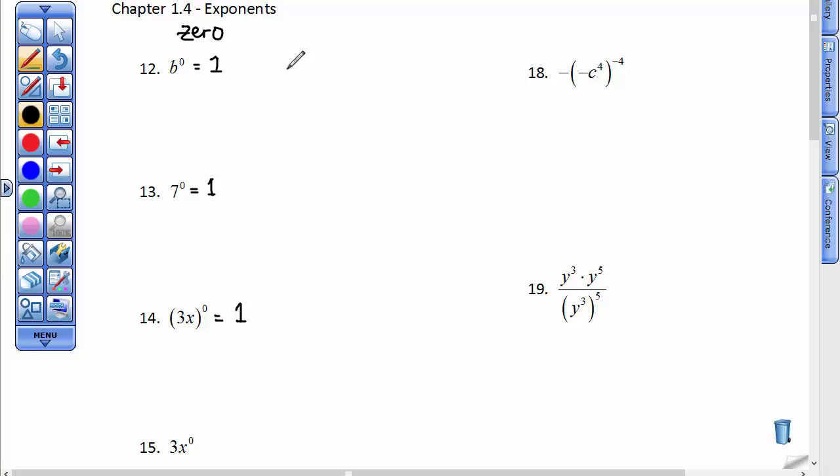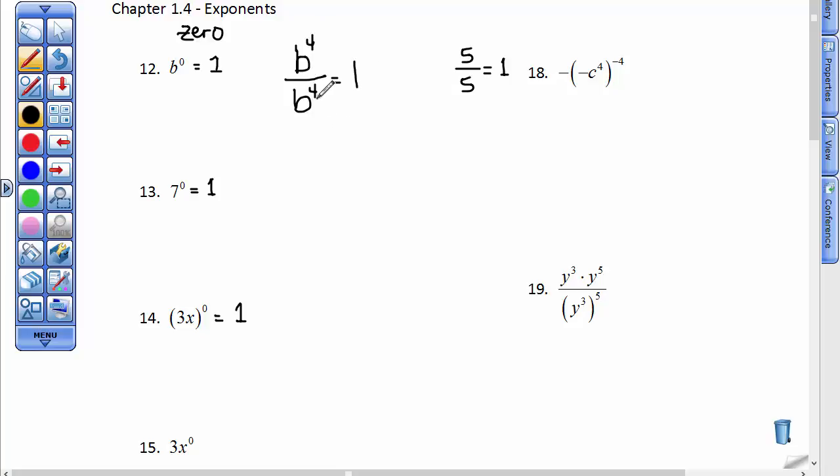Anything raised to the 0 power is equal to 1. Let's just use the letter b and raise it to the 4th power, and let's talk about b to the 4th divided by b to the 4th. First of all, this is the same thing divided by the same thing. Here's another example of the same thing divided by the same thing. And the same thing divided by the same thing is always equal to the number 1. It doesn't matter what the exponents are.